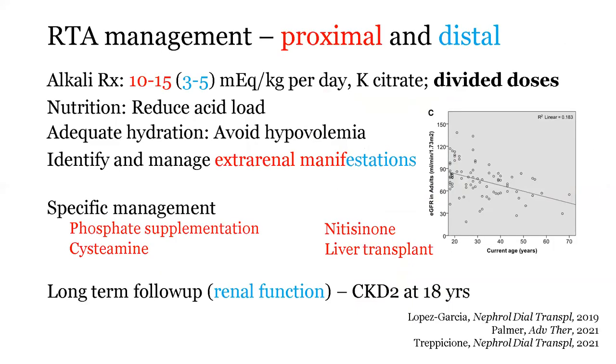Just to recapitulate, the common cause of rickets in RTA is the distal RTA, requiring a low dose of alkali. And extra renal manifestations are more common in proximal RTA, and long-term follow-up with the worsening of GFR is more common with distal RTA.